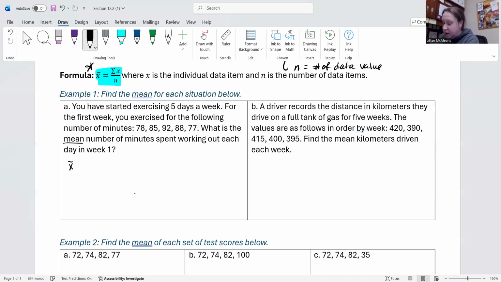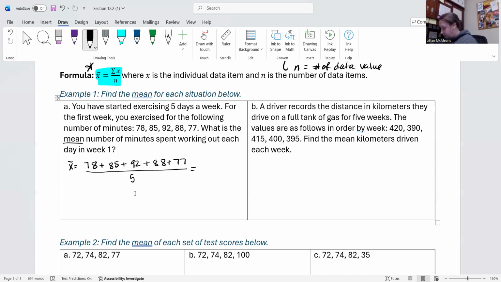So we would say X bar equals, and we want to add up the individual data items. We had 78, 85, 92, 88, and 77. We're going to add all those up. And we have 5 individual data items, so we're going to divide by 5.